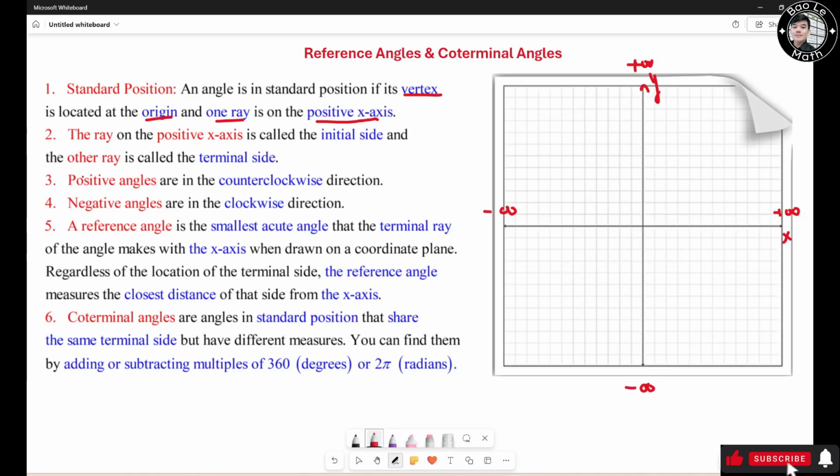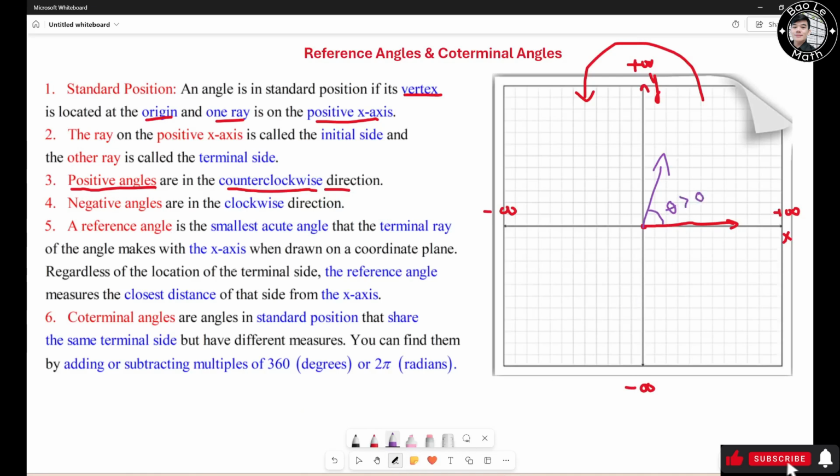Now, we're going to talk about the positive angles in the counterclockwise direction. Alright, so counterclockwise should be this direction. So we have the initial ray right here, and then the terminal ray could be this guy. Right? So this angle is positive. I call this theta greater than 0.